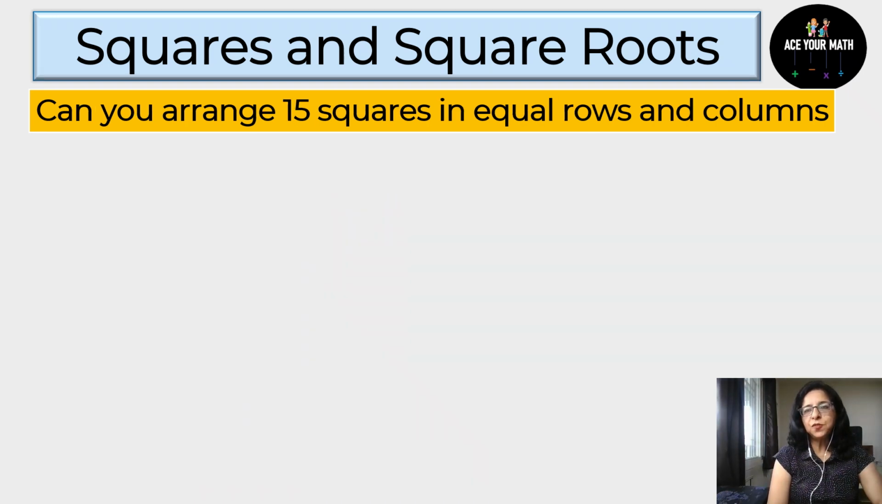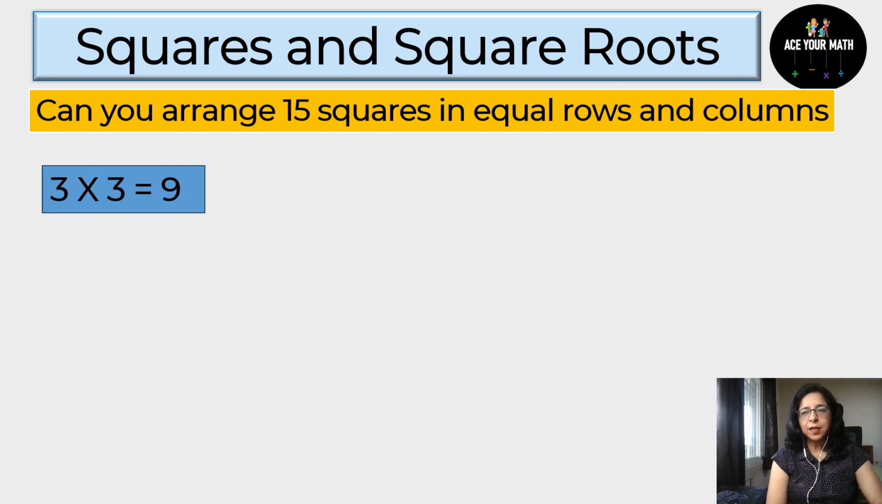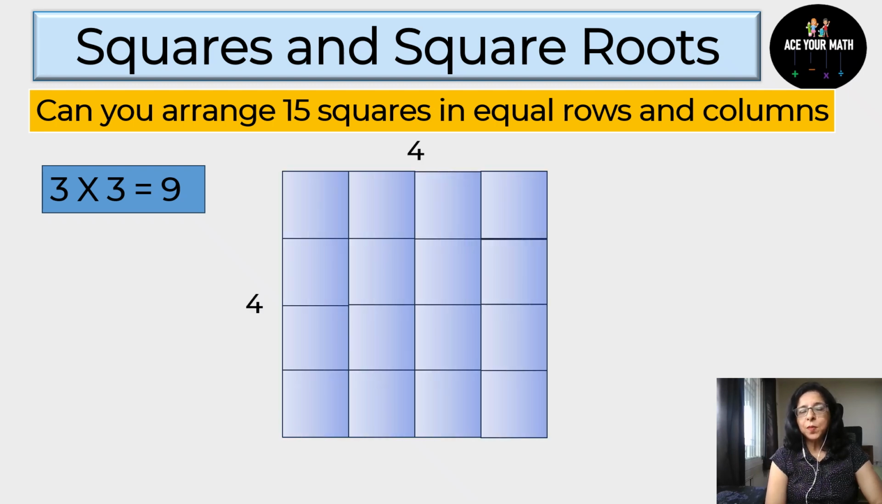Let's say you have to arrange 15 squares in equal rows and equal columns. Just now we saw that if we multiply 3 by 3, we can arrange 9 squares in 3 rows and 3 columns. Now this time we are looking for 15. Which natural number comes just after 3? It is 4. If we try to arrange in 4 rows and 4 columns, then 4 rows and 4 columns will make 16 squares. We are looking for 15.